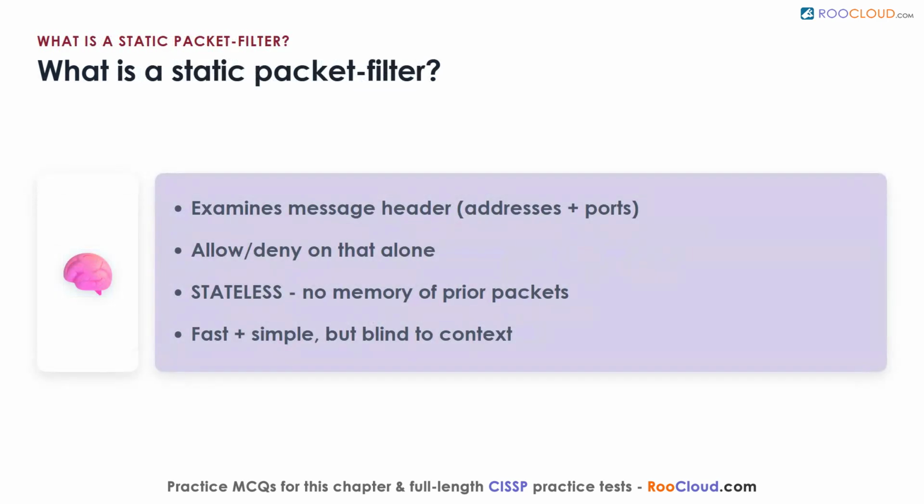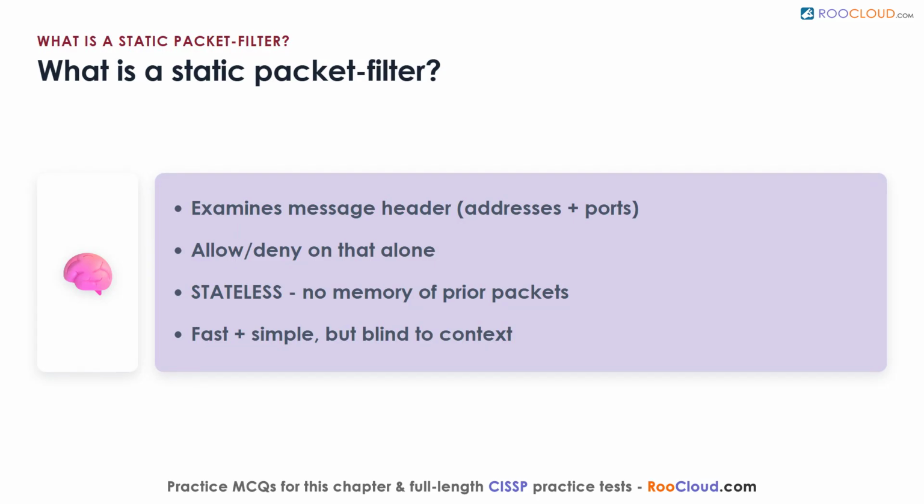What does a static packet filtering firewall do? It makes the most basic decision possible. It examines a message header, usually the source and destination addresses and the port numbers, and allows or denies based on that alone. Crucially, it is stateless, judging each packet entirely on its own with no memory of what came before. That makes it fast and simple but blind to context.